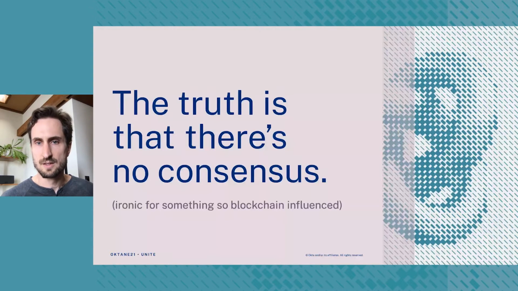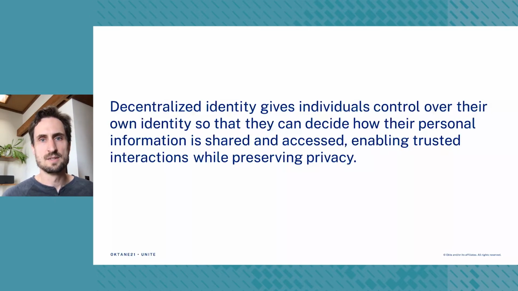That being said, there is a common thread that runs through many of these efforts, so we can posit a definition. Decentralized identity gives individuals control over their own identity so they can decide how their personal information is shared and accessed, enabling trusted interactions while preserving privacy. The key phrases here are individual control and enabling trust. These are the problems that decentralized identity aims to solve. To understand why these problems exist and need solving, let's take a look at how identity has evolved.